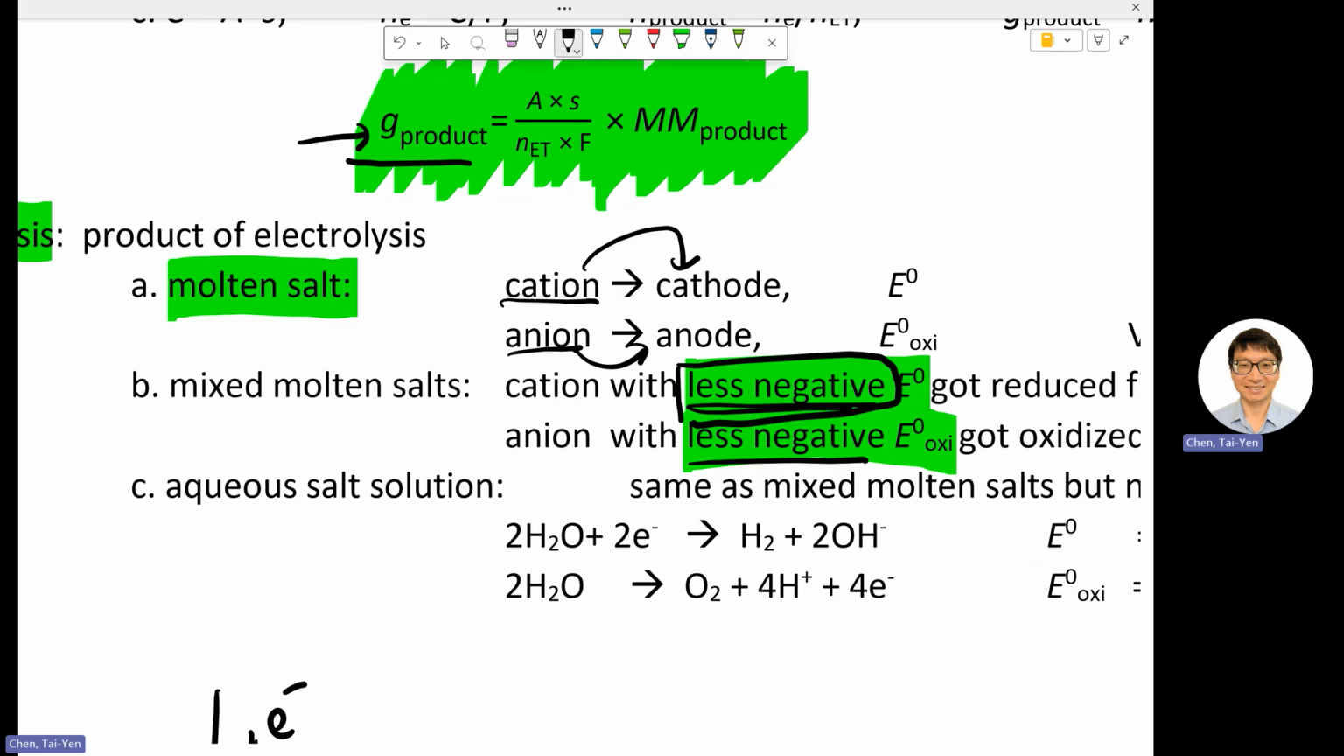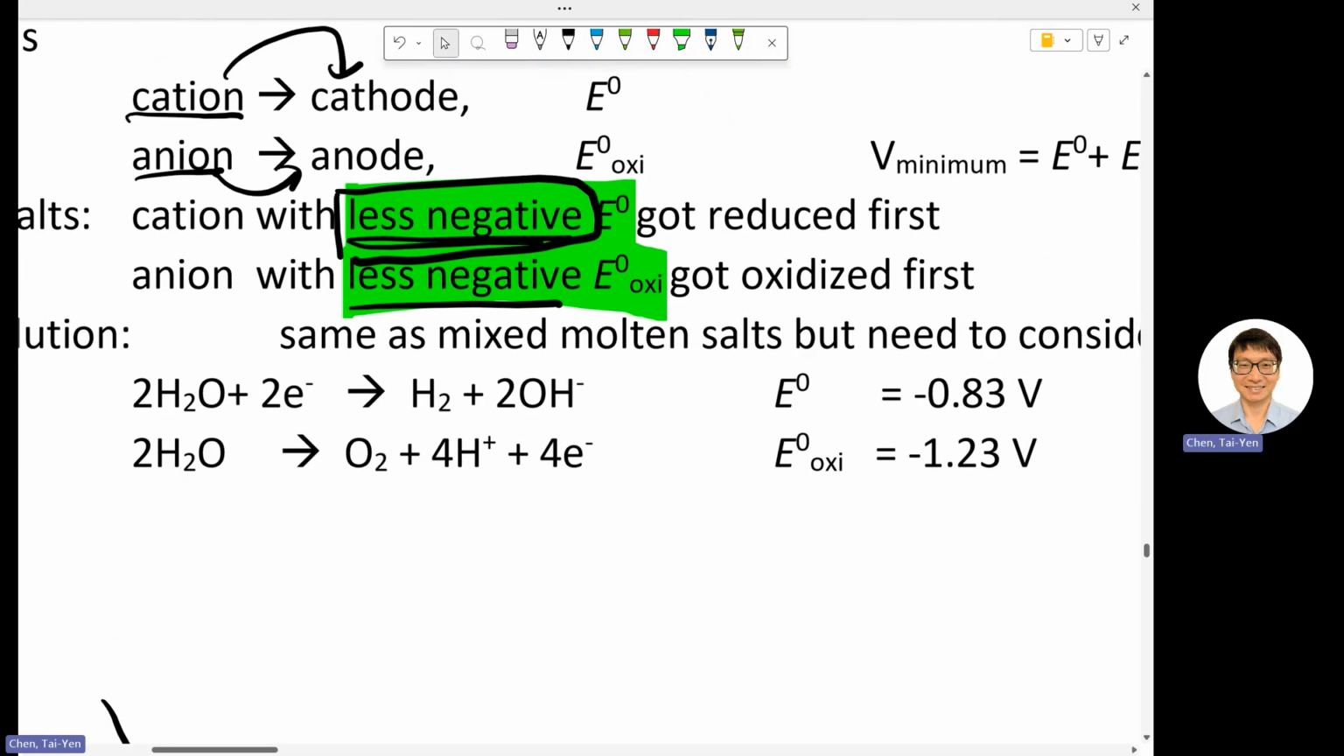The most complex condition you're going to encounter for this electrolysis question is an aqueous salt solution. Because besides the situation we discussed previously, now you have another molecule that you have to consider, which is your water. So if you have aqueous solutions, when you're trying to compare your reduction potential E naught or the oxidation potential E naught ox, the E naught and E naught ox for your water need to be taken into account.